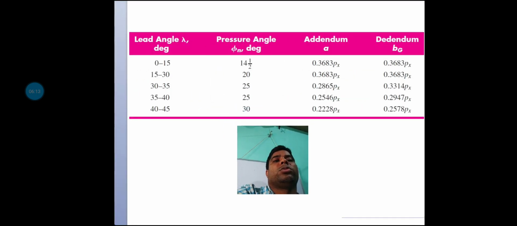And this is also a load versus pressure angle equation, where addendum and dedendum are also mentioned. So you have to remember it, or keep it in mind for reference, and that will be helpful to calculate any type of problem.